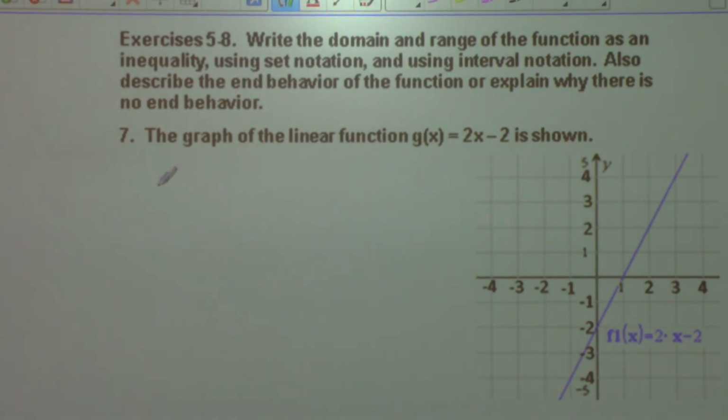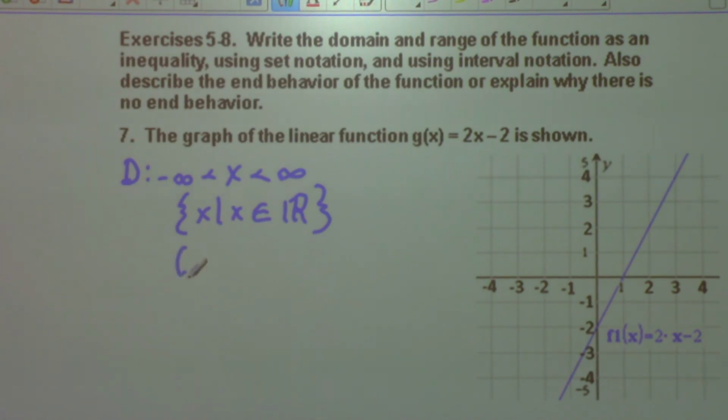Okay, same thing here, domain. What is our domain of this linear function? It's the same thing, right? Same thing we've been looking at. So we're just going to transcribe. We have x such that x is an element of all real numbers.